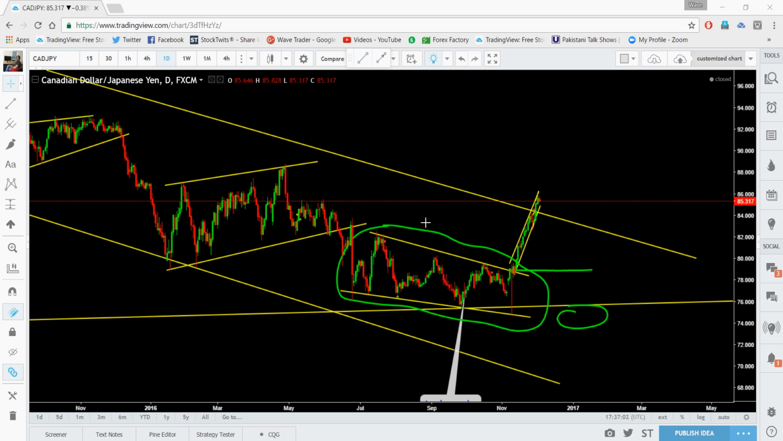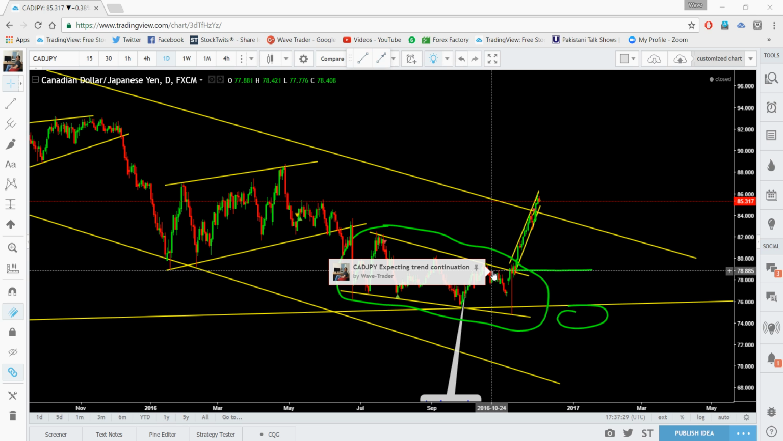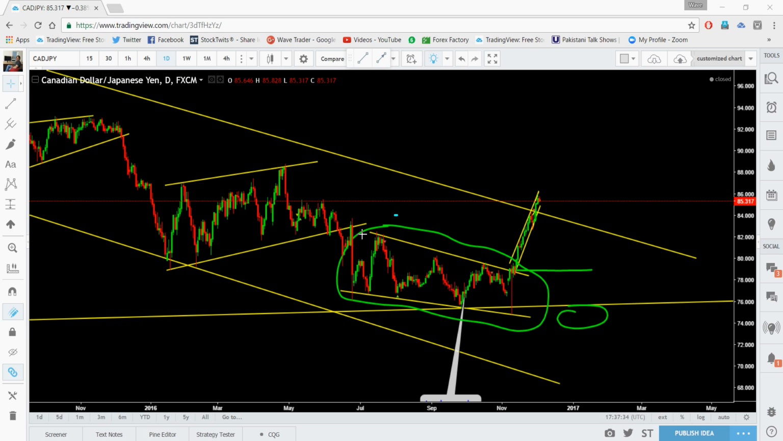Everybody knows what pattern this is. This is a trend reversal pattern. When price was there, we were looking to sell. When price was here at this place, we were looking to buy. When price was here, we were looking to sell. You guys can see the triangle formation, watching for price action, expecting trend continuation to the downside. Everybody knows this is a trend reversal pattern, but I need to show you again so that you guys can understand.